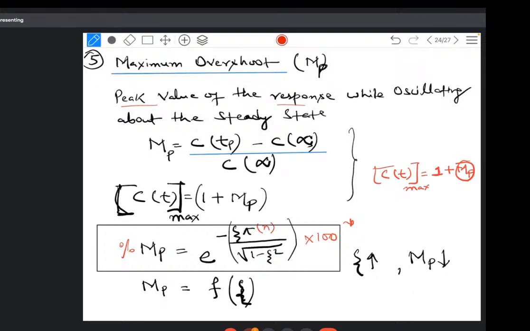Is that clear? So if zeta changes, maximum overshoot will change, because maximum overshoot is a function of zeta. If zeta increases, definitely maximum overshoot is going to decrease. And if zeta decreases, maximum overshoot will increase.